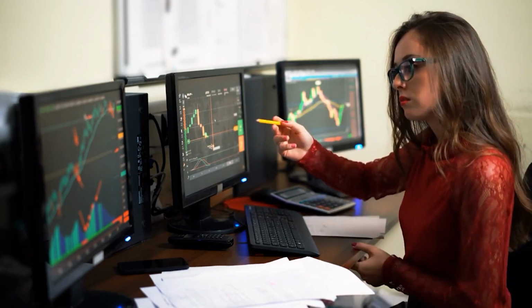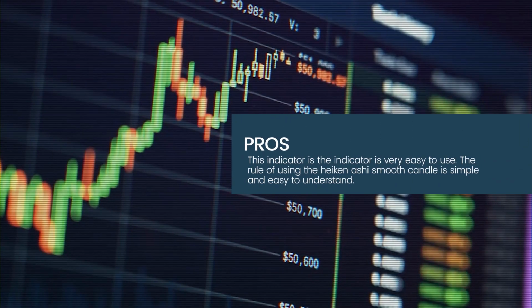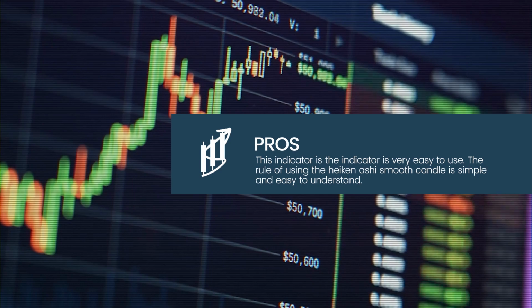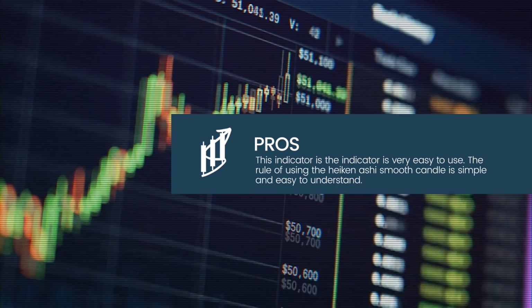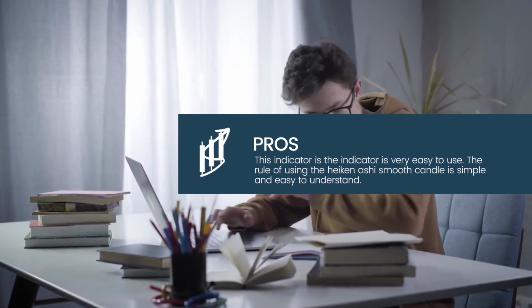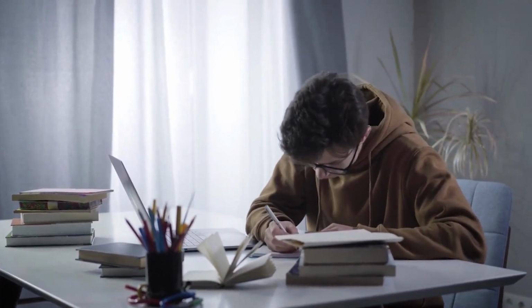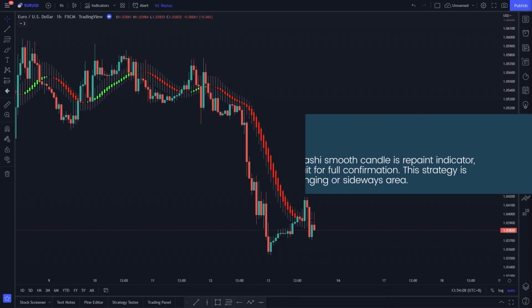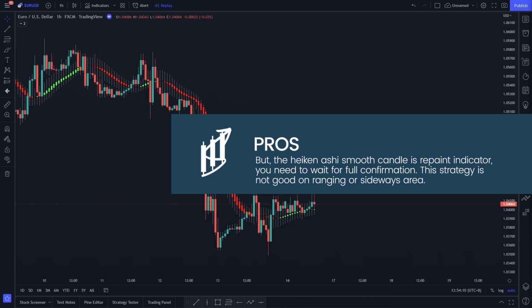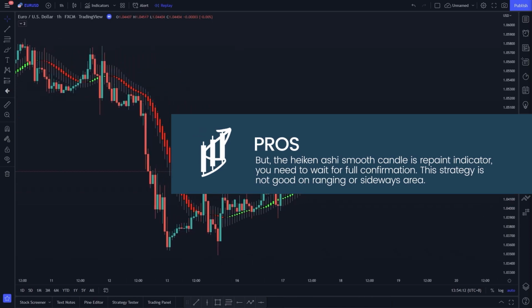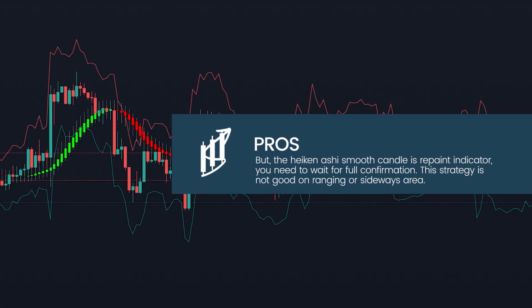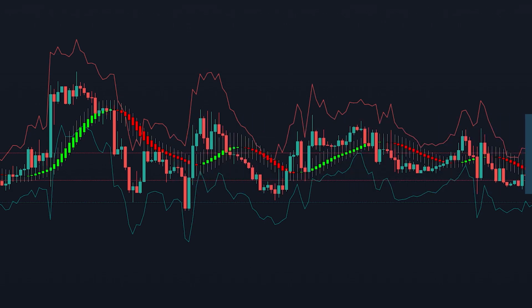Pros and cons. Now we want to tell you the pros and the cons of this indicator. The pro of using this indicator is that it is very easy to use. The rule of using the Heiken Ashi smooth candle is simple and easy to understand. But the Heiken Ashi smooth candle is a repaint indicator. You need to wait for full confirmation to enter the market. This strategy is not good in ranging or sideways areas.